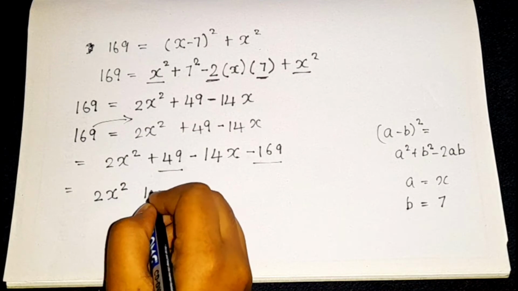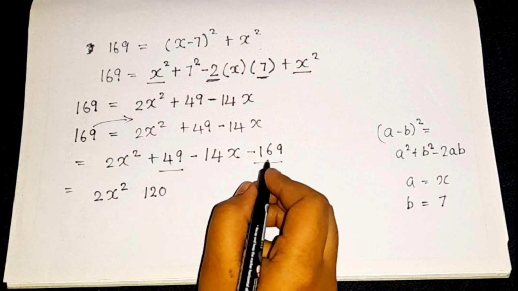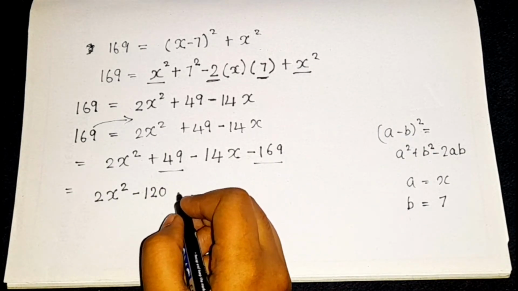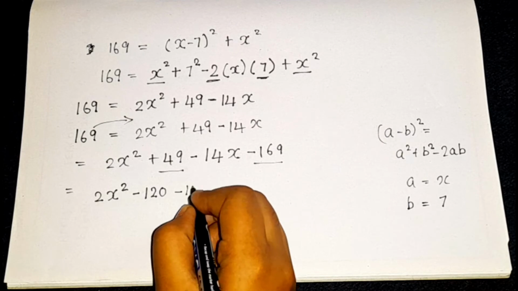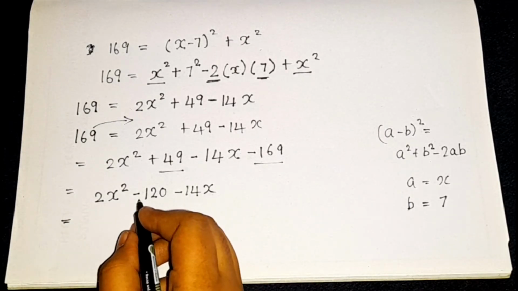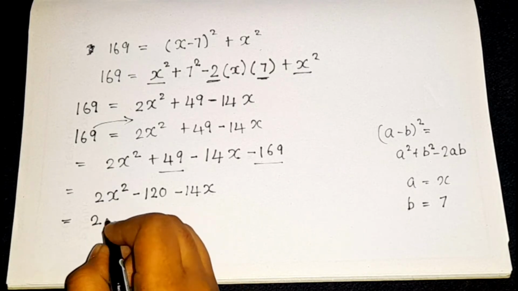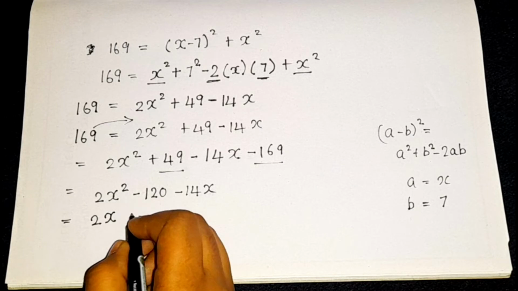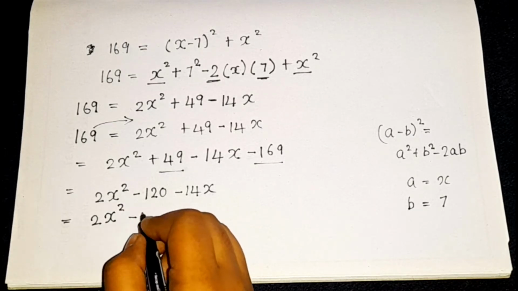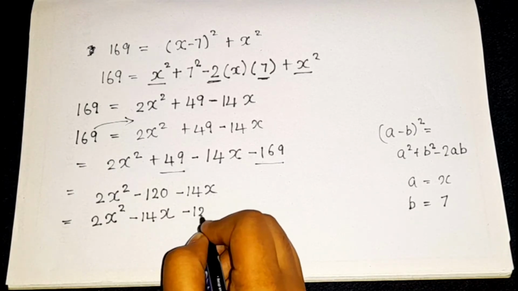So 120. And what about the sign? Here the greater number is 169, it is minus sign. So we write minus sign as it is, and then minus 14x as it is, and is equal to, so here they are not in order, am I right? So let us write according to the quadratic equation, we should write it in order, that is 2x square, and then 14x, and then the constant term.